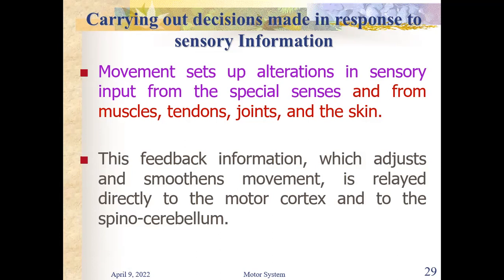So this feedback information, feeding back to the central nervous system, adjusts and smoothens movement and is relayed directly to the motor cortex. So once that feedback comes in to the cerebellum via the spinocerebellar tracts, it is fed back directly into the motor cortex, okay? And the motor cortex finds a way of comparing the executed movement. Is there any adjustment I need to do to this movement? Motor cortex can send out adjustments via the corticospinal tract. So feedback information adjusts and smoothens movement and is relayed directly to the motor cortex and to the spinocerebellum.